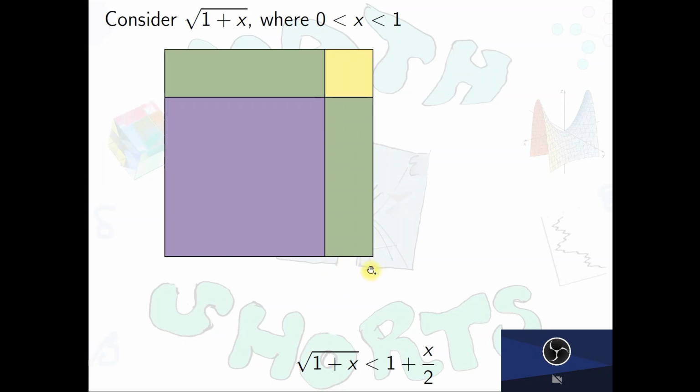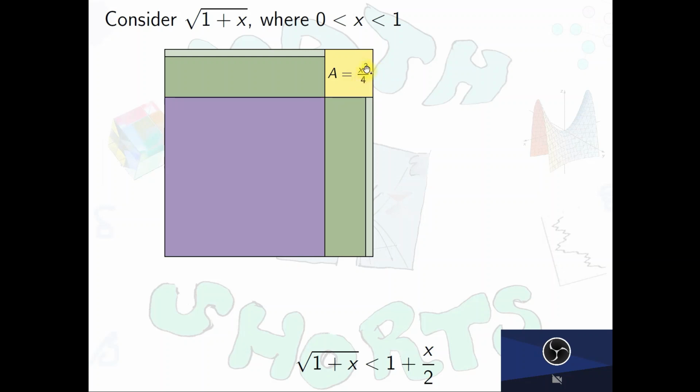Since this is x over 2 and this is x over 2, the area of the little piece is x over 2 times x over 2, which is x squared over 4. And what we're going to do now is shave a little bit off these rectangles to give us our x squared over 4. Now, I'm shaving off 2 chunks, so each chunk has to make up half this area.